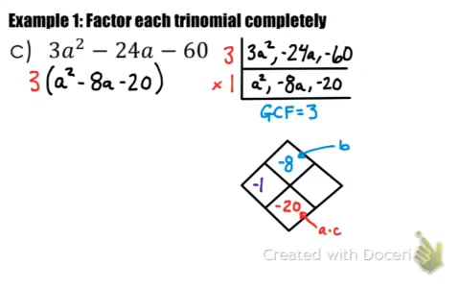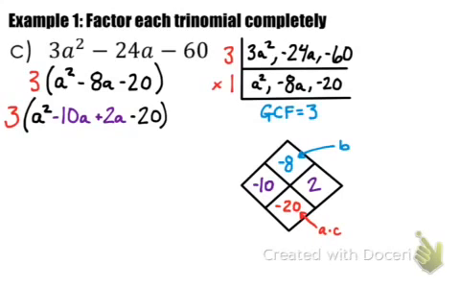Got it. We have negative 10 plus 2. Negative 10 plus 2 gives you negative 8, and negative 10 times 2 gives you negative 20. Now we're going to replace our negative 8a with negative 10a plus 2a. We keep the 3 on the outside, and we have a squared minus 10a plus 2a minus 20.